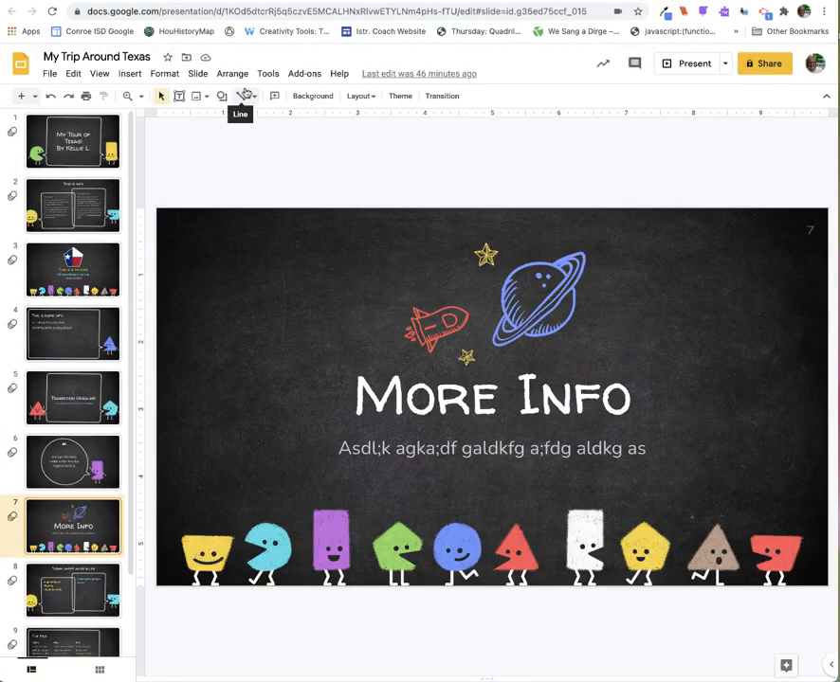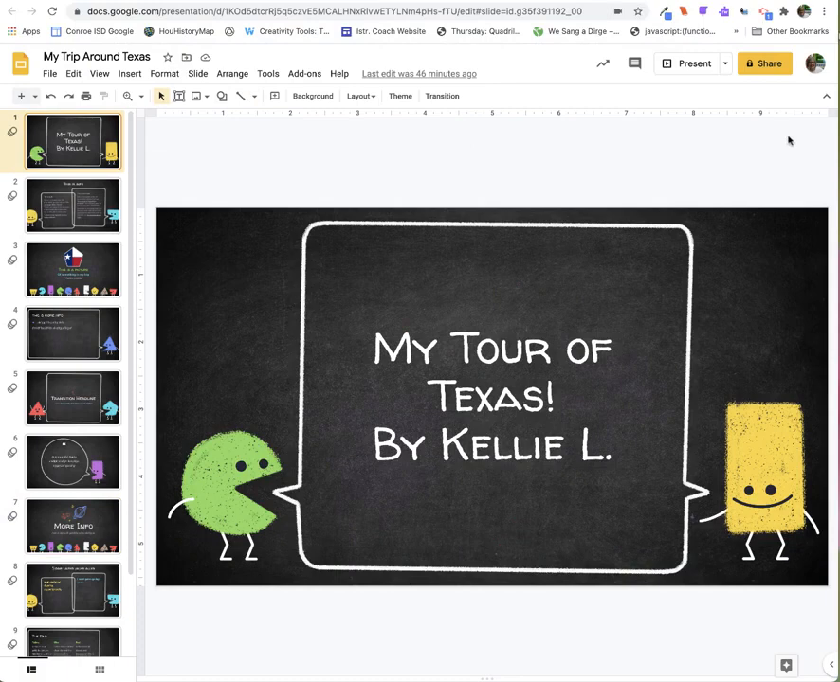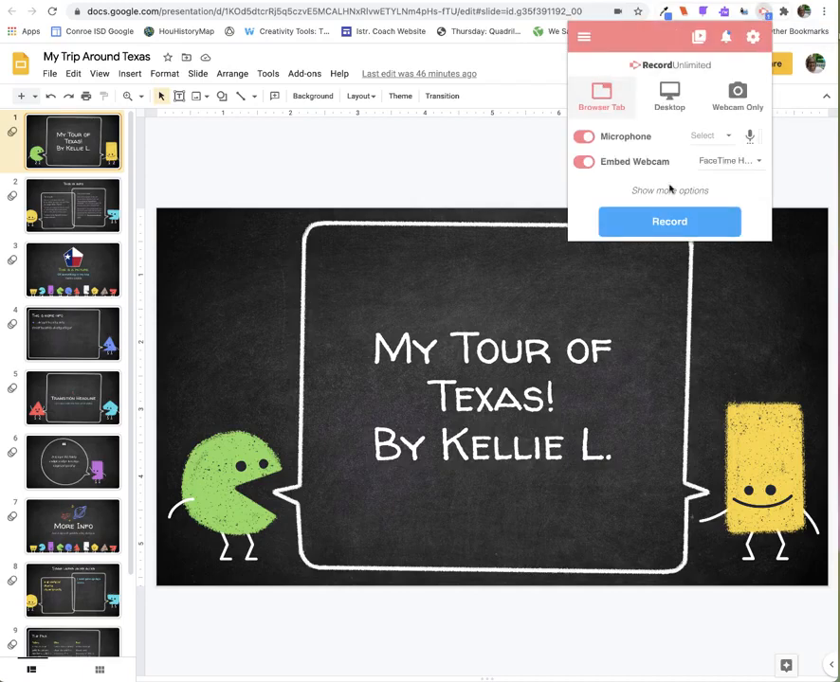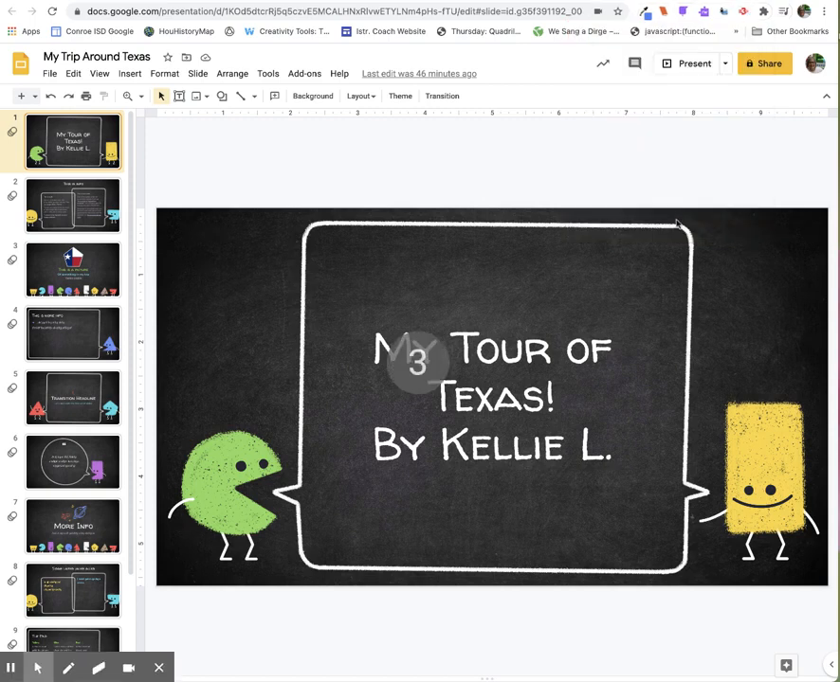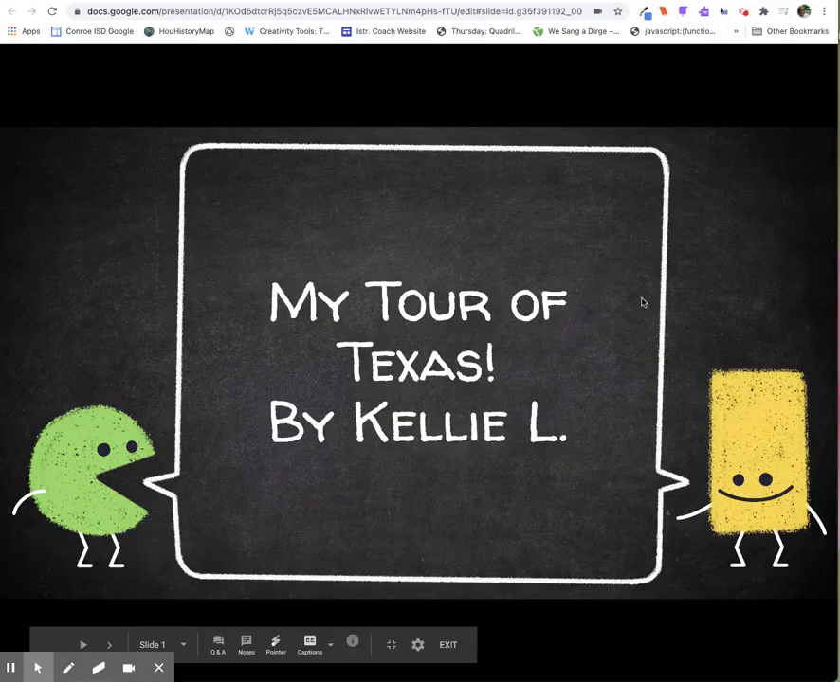I can press escape and scroll back up to the top and click. And now I can try recording again. And all I do is click, I choose record. This time maybe I don't want to embed my webcam. I click record. It counts down. I'm clicking on present, and here's my slideshow again.